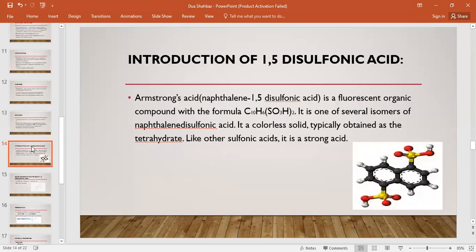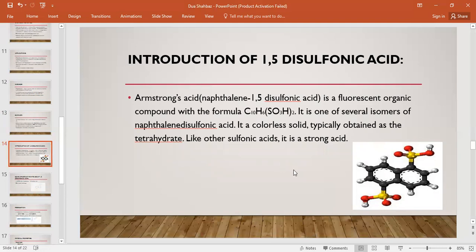Now we discuss the chemistry of our other compound, which is 1,5-disulfonic acid. Same, we start with the basic introduction of 1,5-disulfonic acid. Armstrong acid, naphthalene 1,5-disulfonic acid, is a fluorescent organic compound with the formula C10H6(SO3H)2. It is one of several isomers of naphthalene disulfonic acid. It is a colorless solid, typically obtained as the tetrahydrate. Like other sulfonic acids, it is a strong acid.